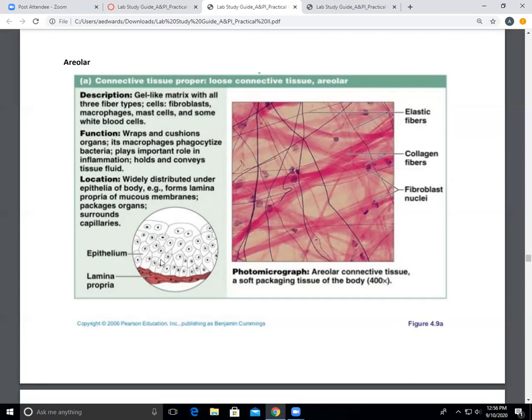All right, in this picture, what I really want you to see is this layer is your epithelium, and underneath it, you have a layer that we call the lamina propria. So you'll definitely want to know that term, lamina propria, which is connecting the epithelium to the tissue underneath.